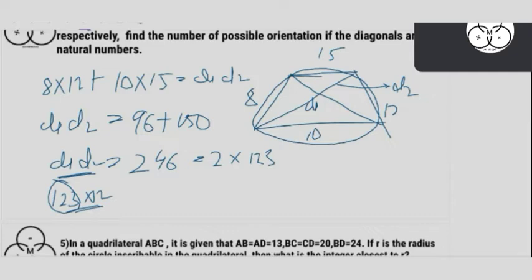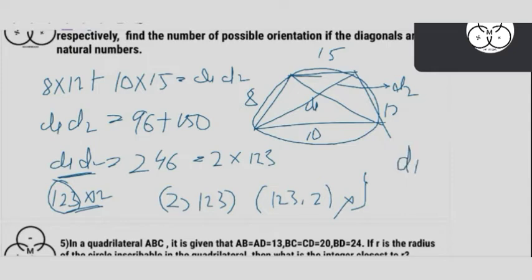That will say that there are two possible orientations. The orientations are respectively 2, 123. D1 is 2 and D2 is 123, or D1 is 123 and D2 is 2. Now this is not going to form a quadrilateral. Why? Because of the triangle inequality.